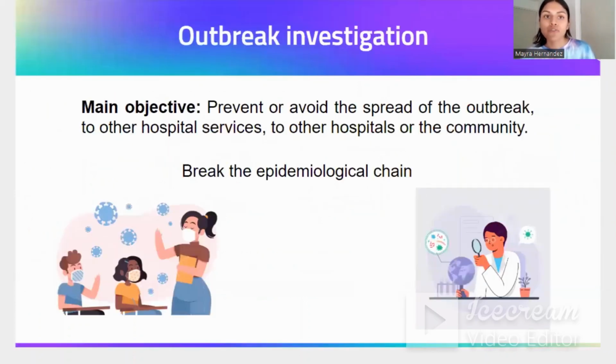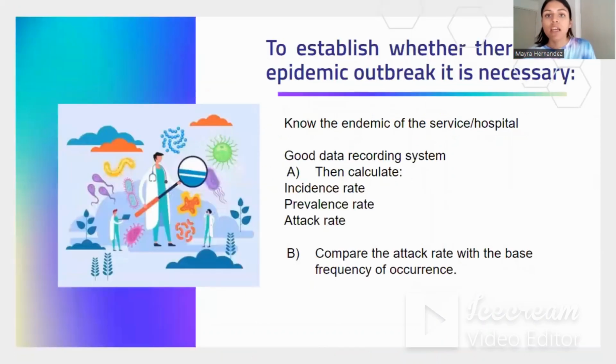The main objective of an outbreak investigation is to prevent or avoid the spread of the outbreak to other hospital services, to other hospitals, or the community. To establish whether there is an epidemic outbreak, it is necessary to know the endemic of the service or the hospital. It means good data recording systems, and then calculate incidence rate, prevalence rates, and attack rates, and then compare the attack rate with the base frequency of occurrence.